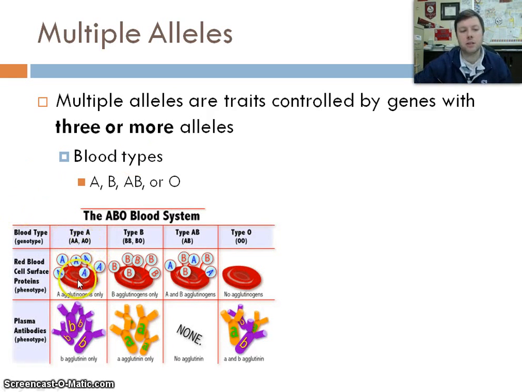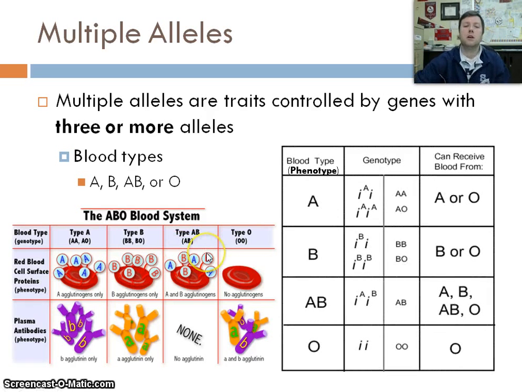So here's the ABO blood system. If you're type A, you've got A surface proteins. Type B is B surface proteins. As I just said, O would be none. And then type AB, again, they're codominant, so they're both. Here's another example.